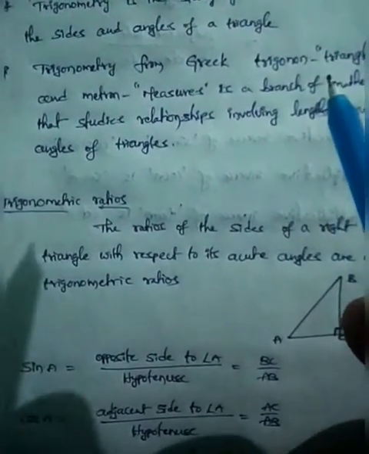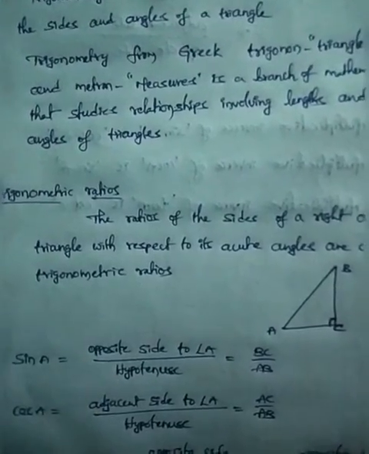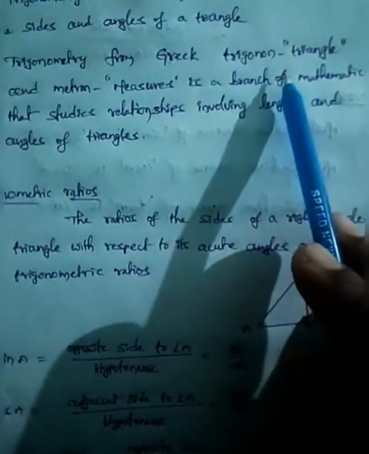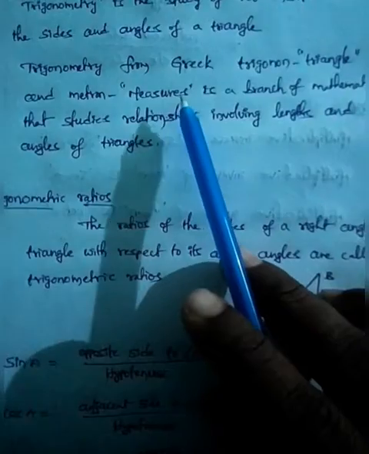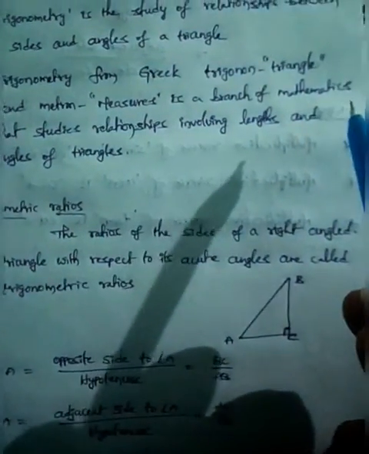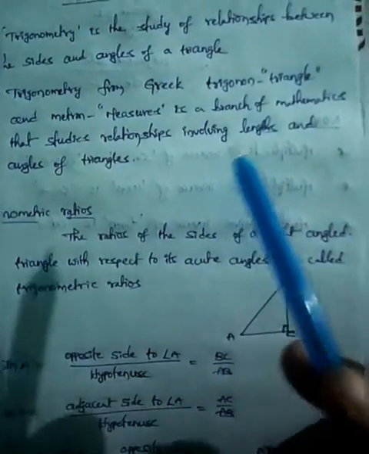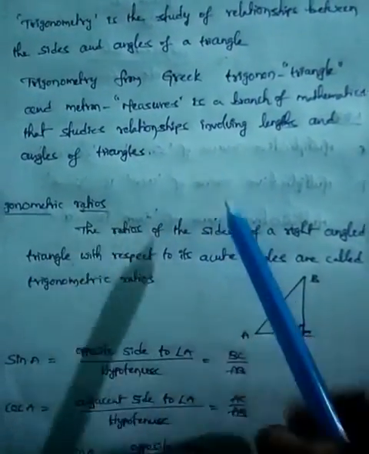Trigonometry is a word which comes from trigonon metron. In this we have two words. Trigonon means triangle, metron means measures. So trigonometry is a branch of mathematics that studies relationships between the lengths and angles of triangles.